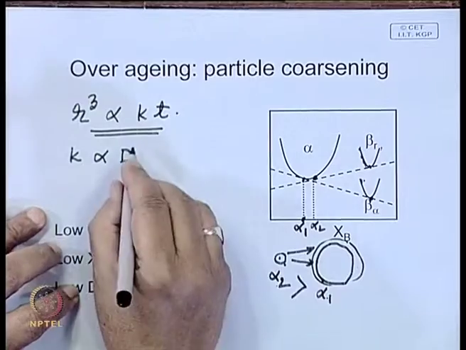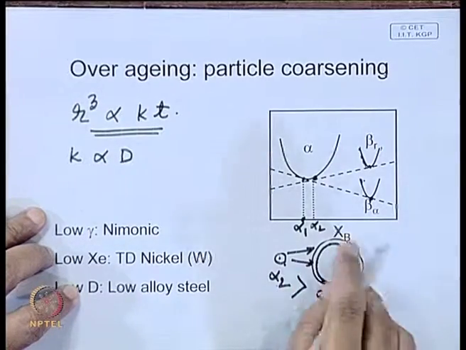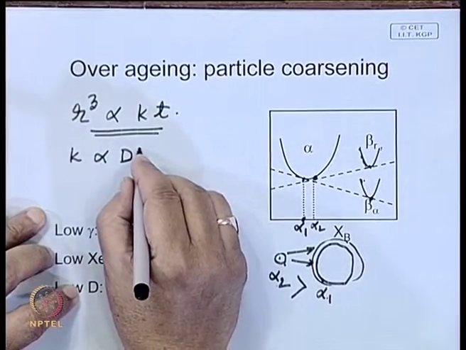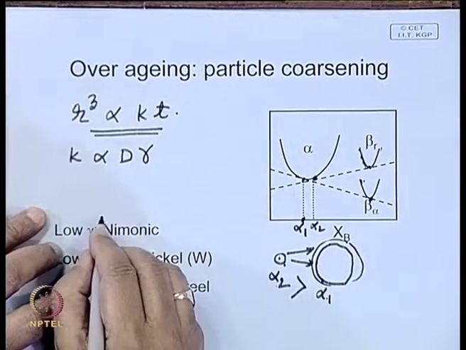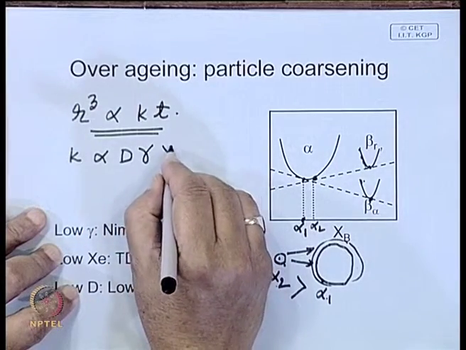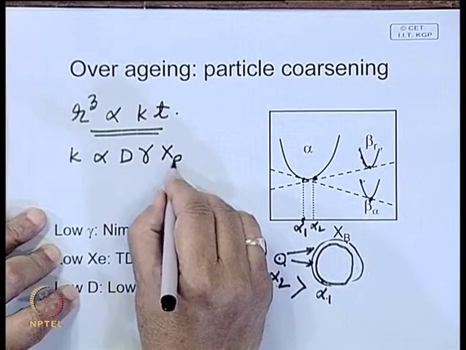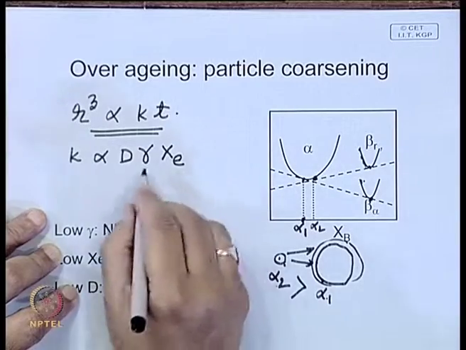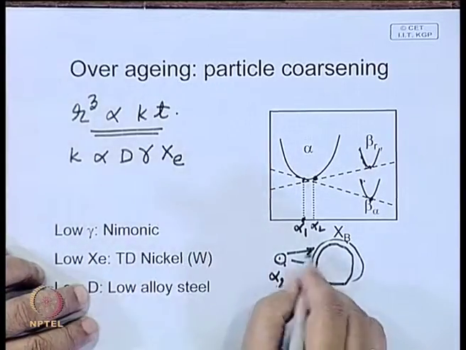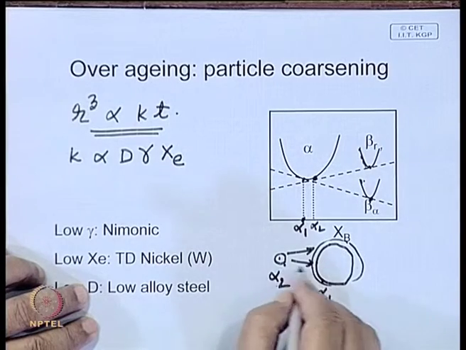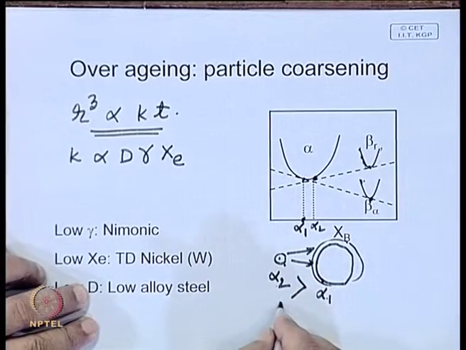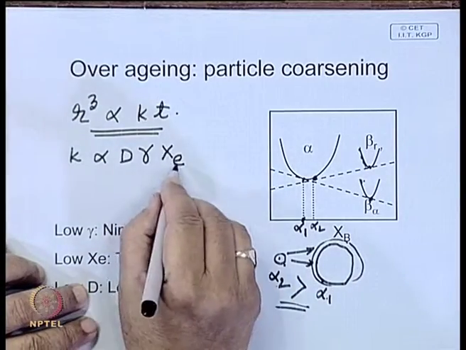Second is the surface energy. When they are growing, the net surface energy decreases, so surface energy is also a driving force. Another important factor is the amount of solute you have, or the equilibrium solubility limit. If this is large, there can be a large difference, so a large concentration gradient can be there.